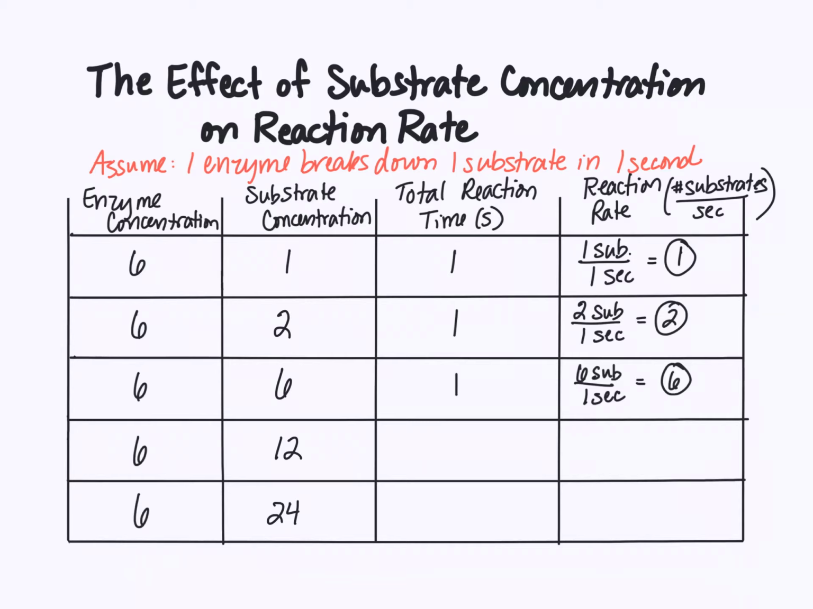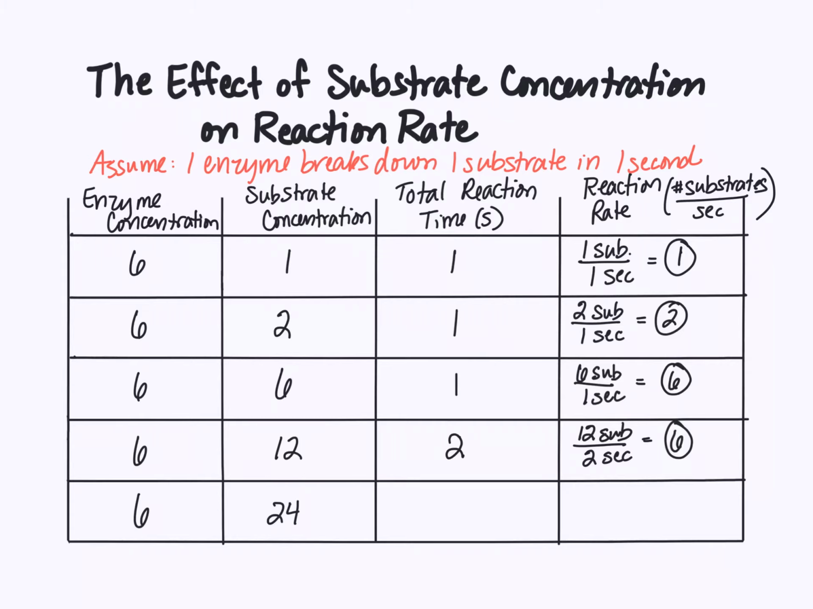Well, 6 of those enzymes can break down 6 of those substrates in 1 second. And then remember that enzymes are reusable. So those same 6 enzymes can then break down the remaining 6 substrates in another second. So it would take 2 seconds for those 6 enzymes to break down those 12 substrate molecules. So what we would end up with is 12 substrates being broken down in 2 seconds. And we can simplify that just like a fraction. So 12 divided by 2 gives us a reaction rate of 6.